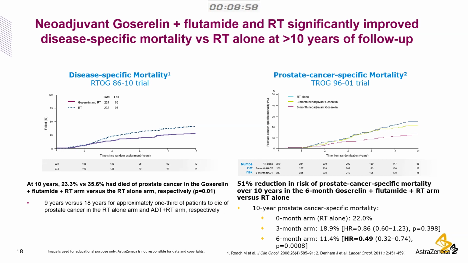Again, in the TROG 9601 trial, there is a 51% reduction in the risk of prostate cancer specific mortality over 10 years versus RT alone. So you can see that the maximum benefit is at the 6-month arm, and the HR is around 0.49 in that arm, and the p-value is highly significant.